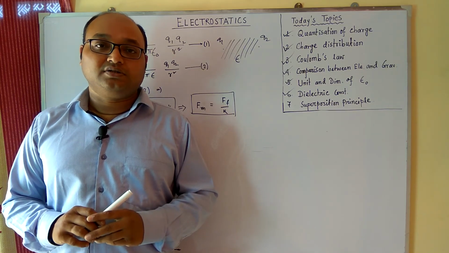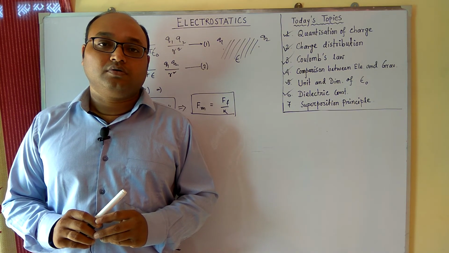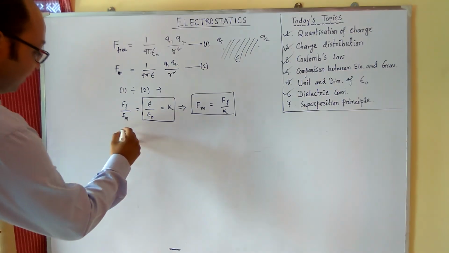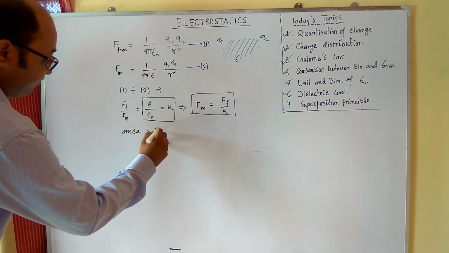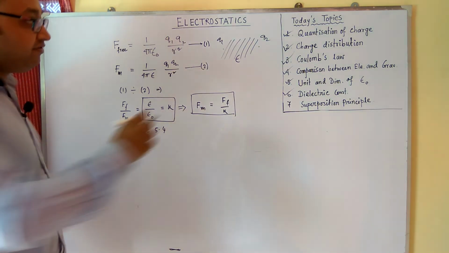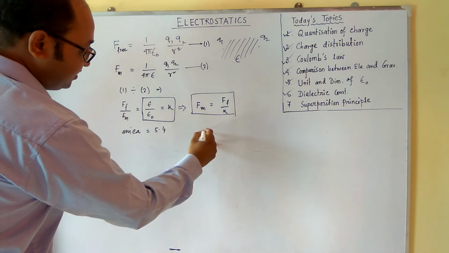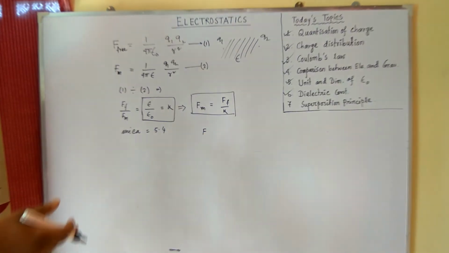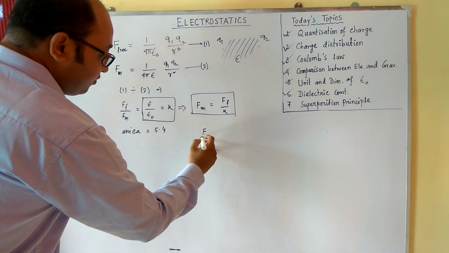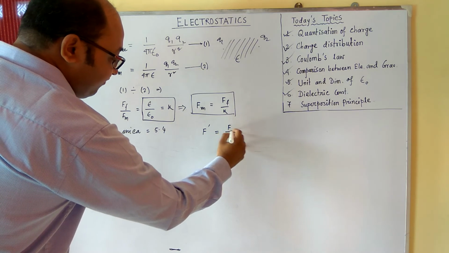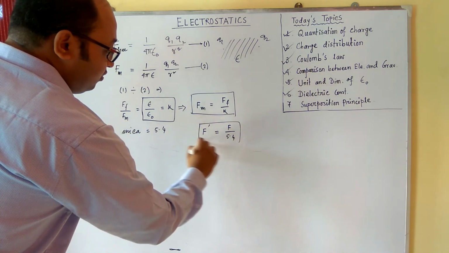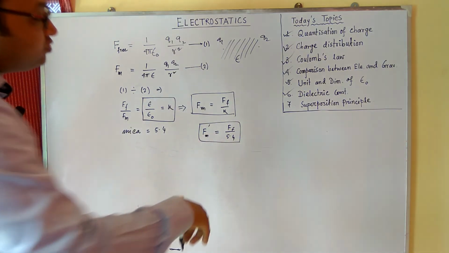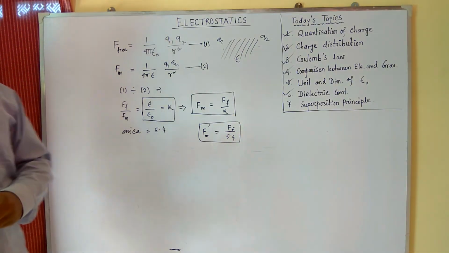One question is generally asked here: the dielectric constant of mica is 5.4. What does it mean? Let's discuss the answer. The dielectric constant of mica is 5.4. It means that if the force between two charges in free space is F, and if you fill the space between the two charges with mica, then the force will become F prime is equal to F over 5.4, where F is the force in free space and F prime is the force when the medium is filled with mica. So that's all about dielectric constant.